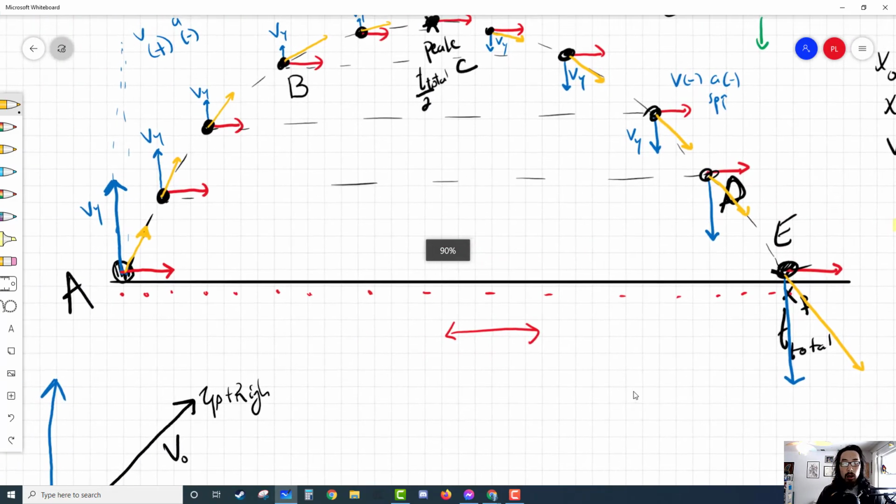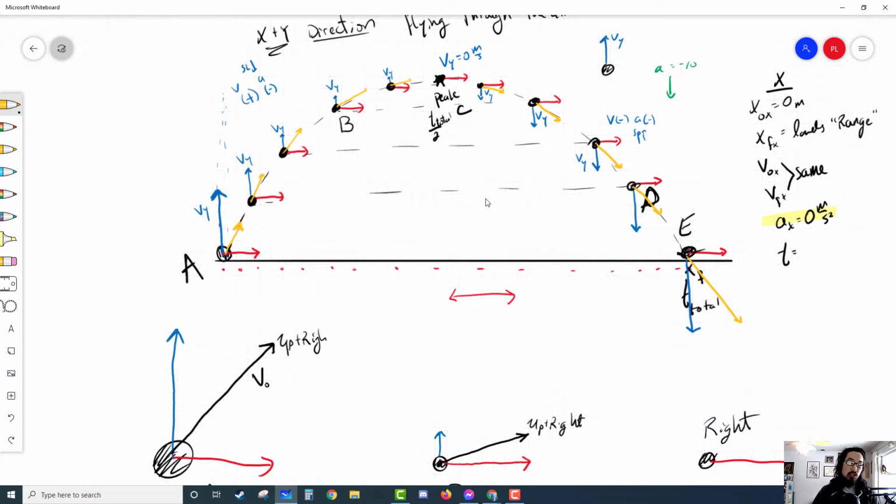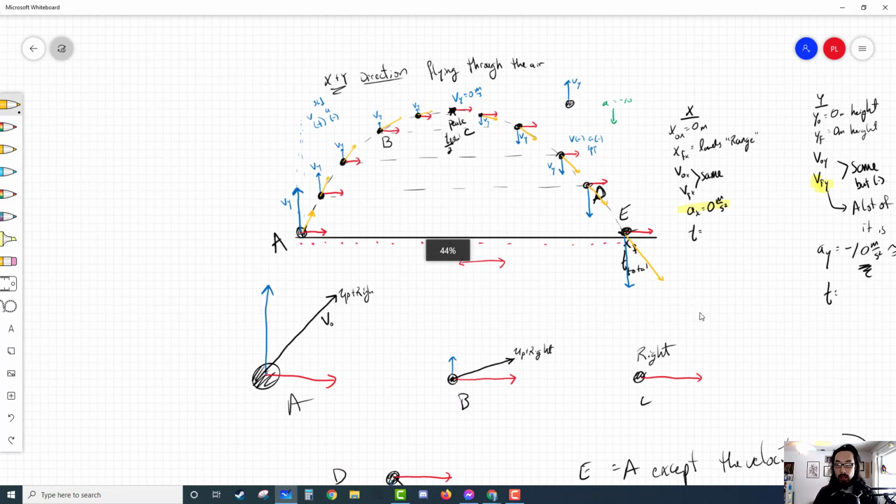Now, I said it was tangent to the path and not actually along the path, because remember, it's a parabolic shape, and so the path is constantly curved. We just want a line that is tangent to that curve.